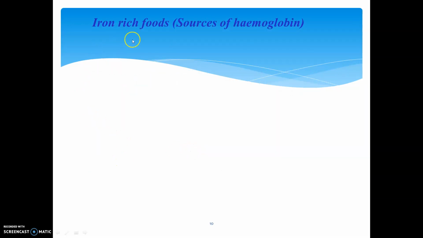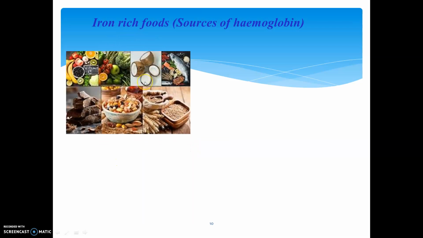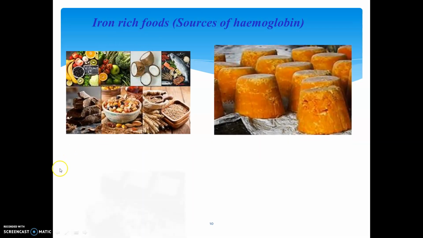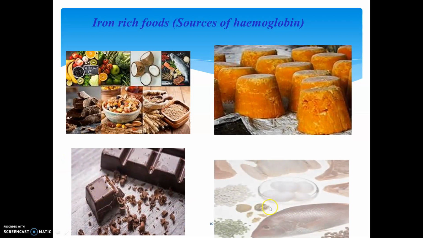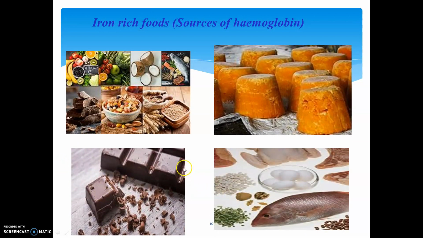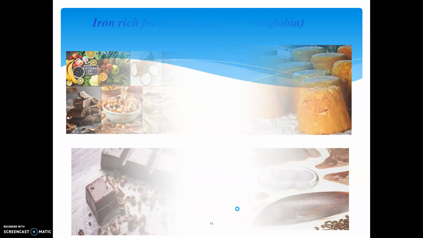Here are some iron-rich foods. These are the iron-rich foods: jaggery, chocolates, coconut, all vegetables, fruits, non-vegetarian foods.